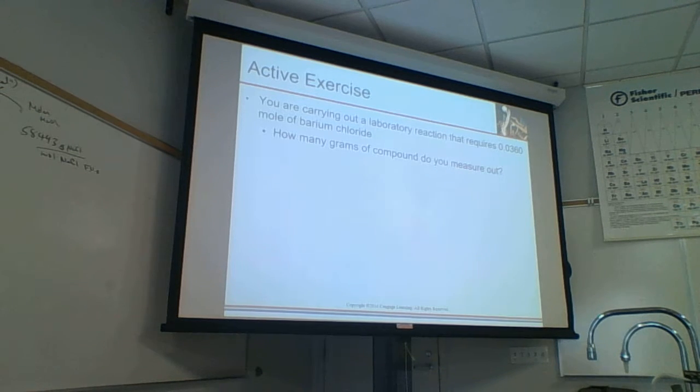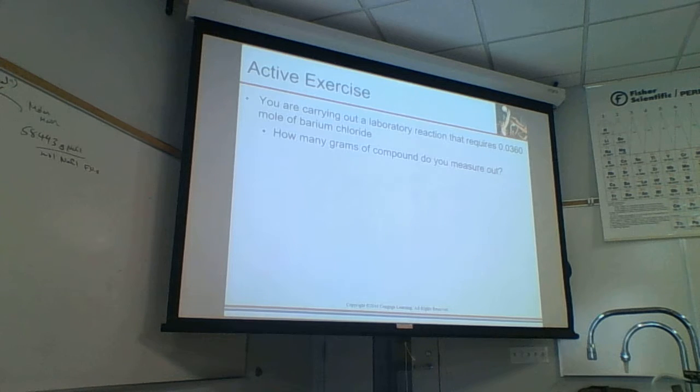So barium chloride, what's the formula for barium chloride? Barium is what charge? 2 plus. Chloride is a minus. So the formula is BaCl2. And how many grams of it are measured out?